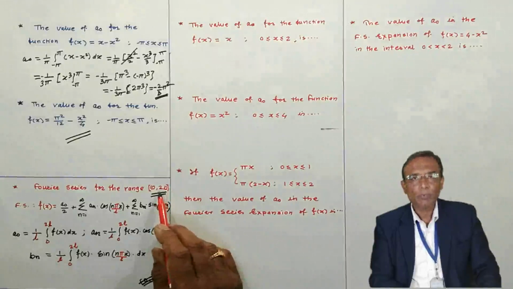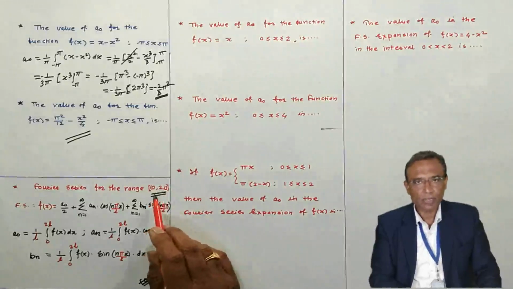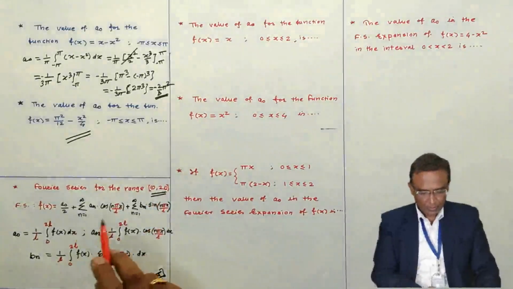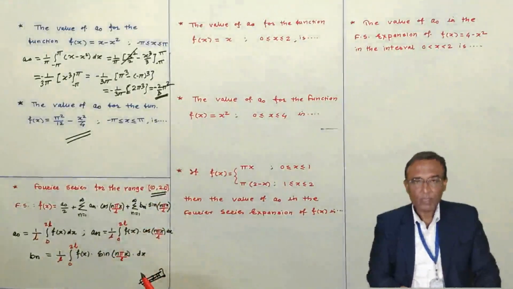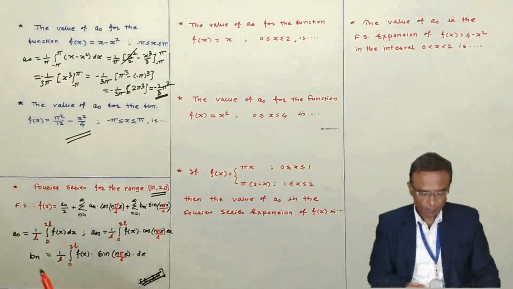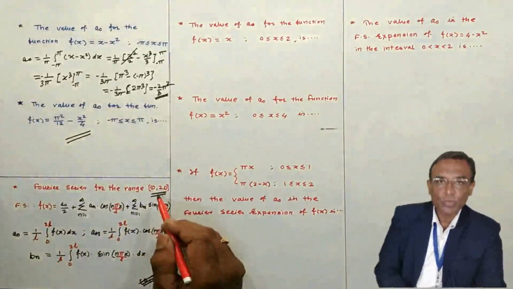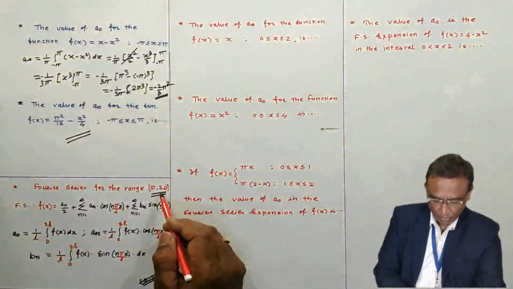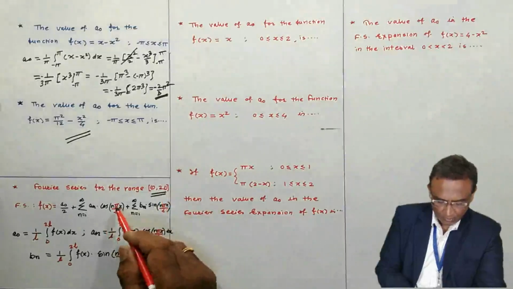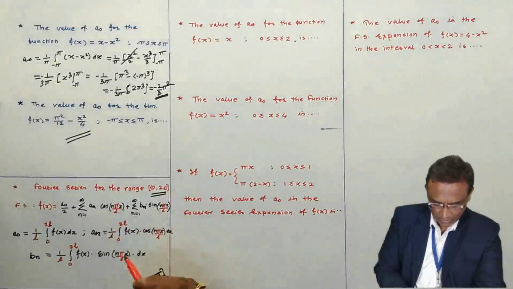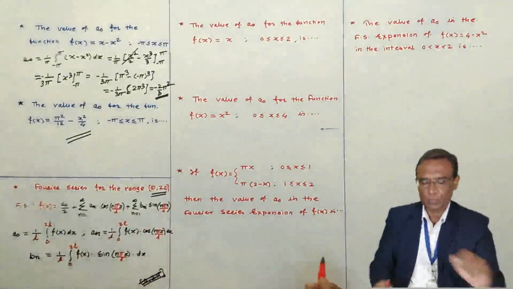And the same formula will be for minus L to L also. Okay, see the difference between the Fourier series formula for 0 to 2 pi and the Fourier series formula for 0 to 2L. It's because of this change of interval concept. The pi by L here appears.